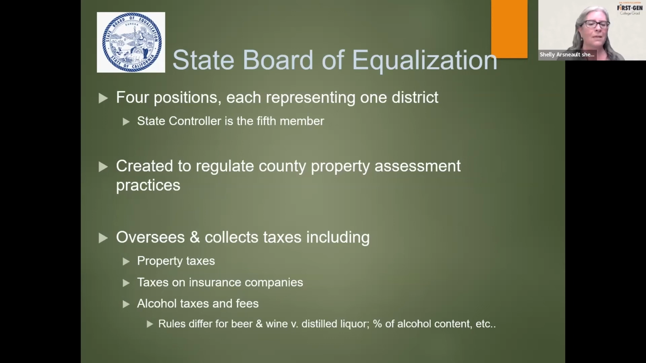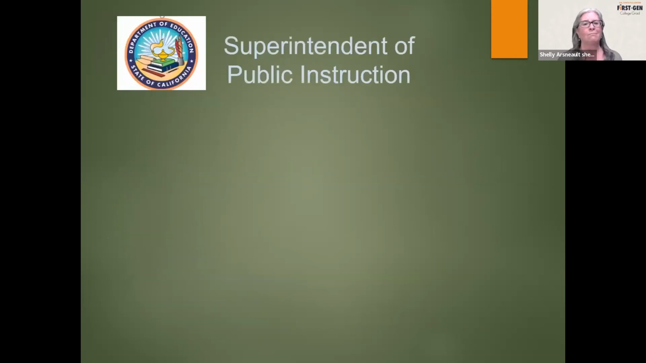And for those who might be a little younger in the audience and you're wondering why, this is all based on the ideas of alcohol as sort of a sin, and alcohol taxes being sin taxes. I guess higher alcohol content is probably more sinful, and so your tax rate has to be higher on that. So that's the State Board of Equalization.